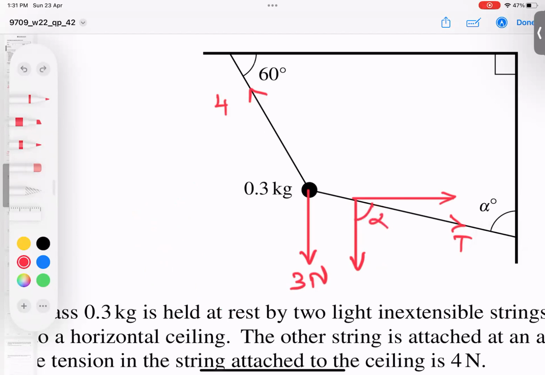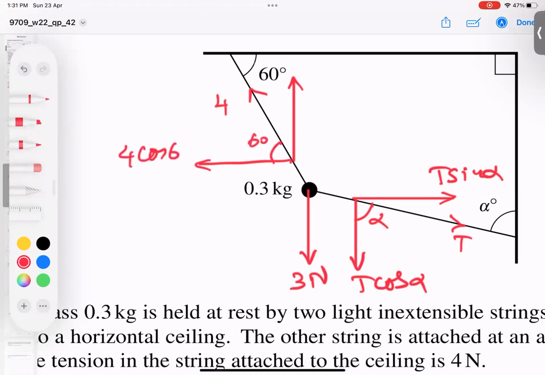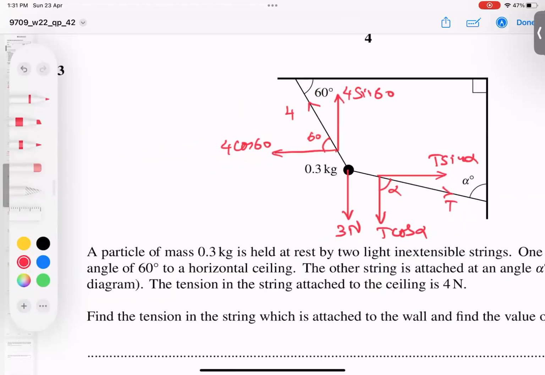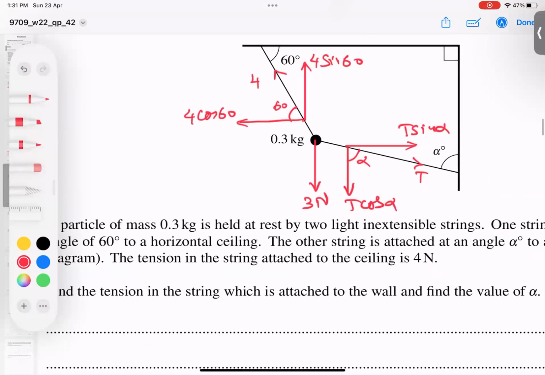And if this is alpha, this becomes T cos alpha and this becomes T sin alpha. In the same way, for the 4 newton force acting here, one force is acting this way and one force is acting this way, because this arrow goes this way. The 60 is confirmed. So this is 4 cos 60 and 4 sin 60. We can use Lami's rule as well, but I think this idea is clear.